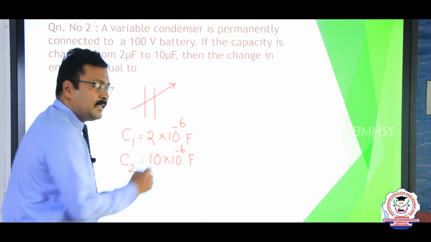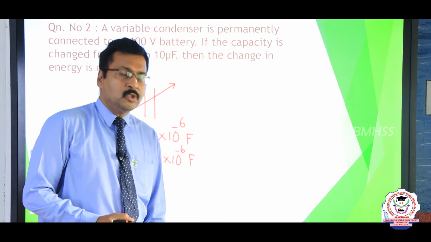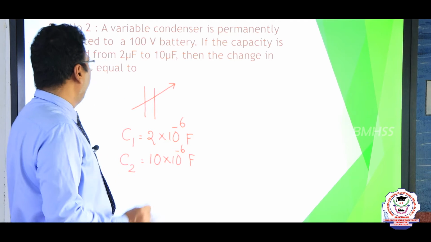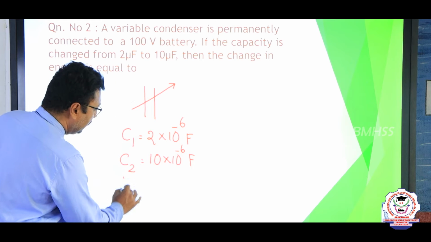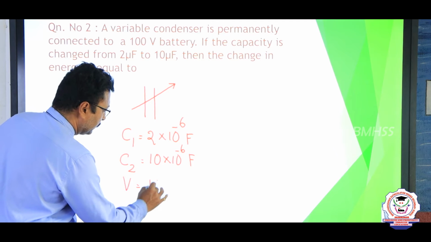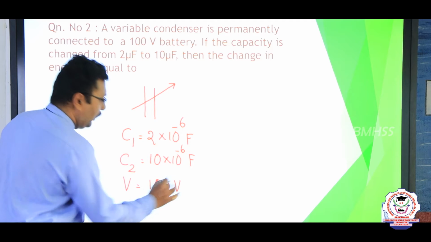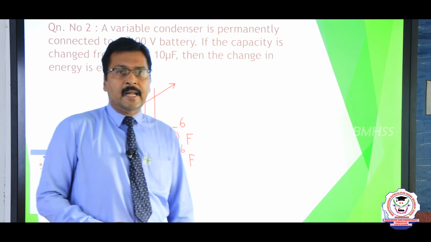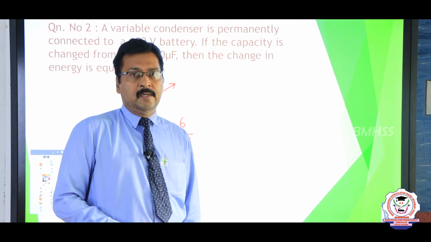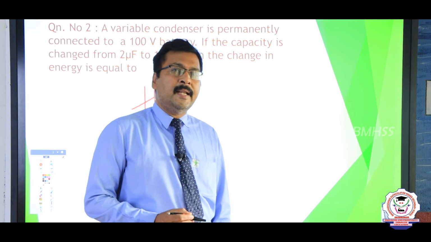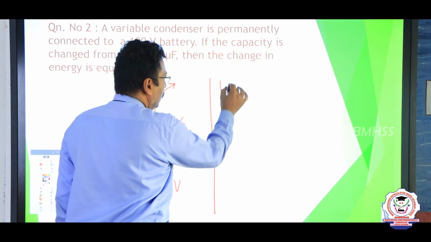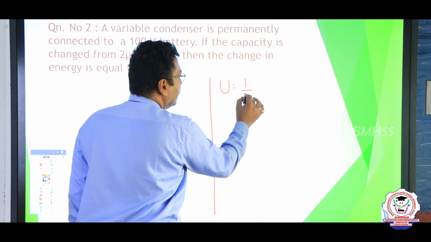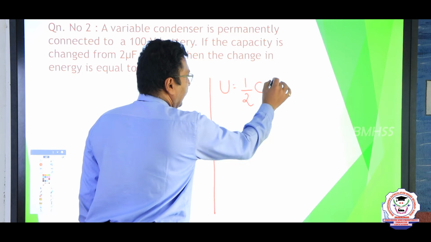What is capacitance? Capacitance is that which shows how much charge is stored, and you know that very well. What is asked in the problem? Voltage is given as 100 volts. What do we have to calculate? We have to calculate the energy stored in the capacitor. The formula for the energy in the capacitor is U is equal to half into C into V squared.